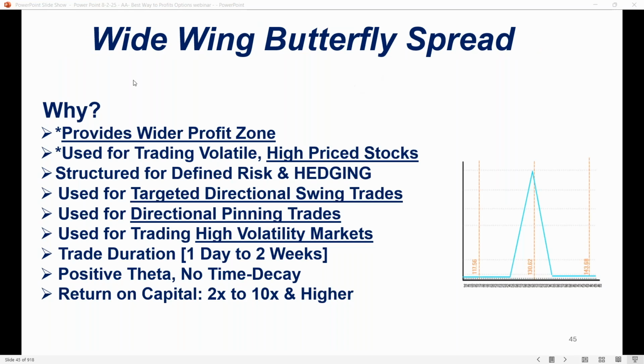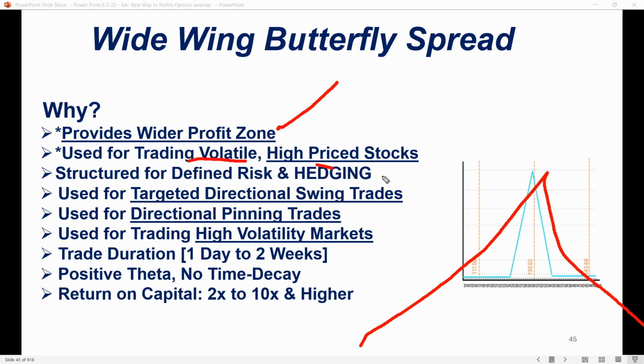Wide wing butterfly, okay? This is a really cool strategy. It's going to provide you bigger profit zones. You're going to make it really wide, a real wide net, right? And this is going to be great for when we're trading really high volatility markets or high price stocks, because we really can reduce the cost of the trade. It's going to be defined risk, great for hedging, great for targeting trades.